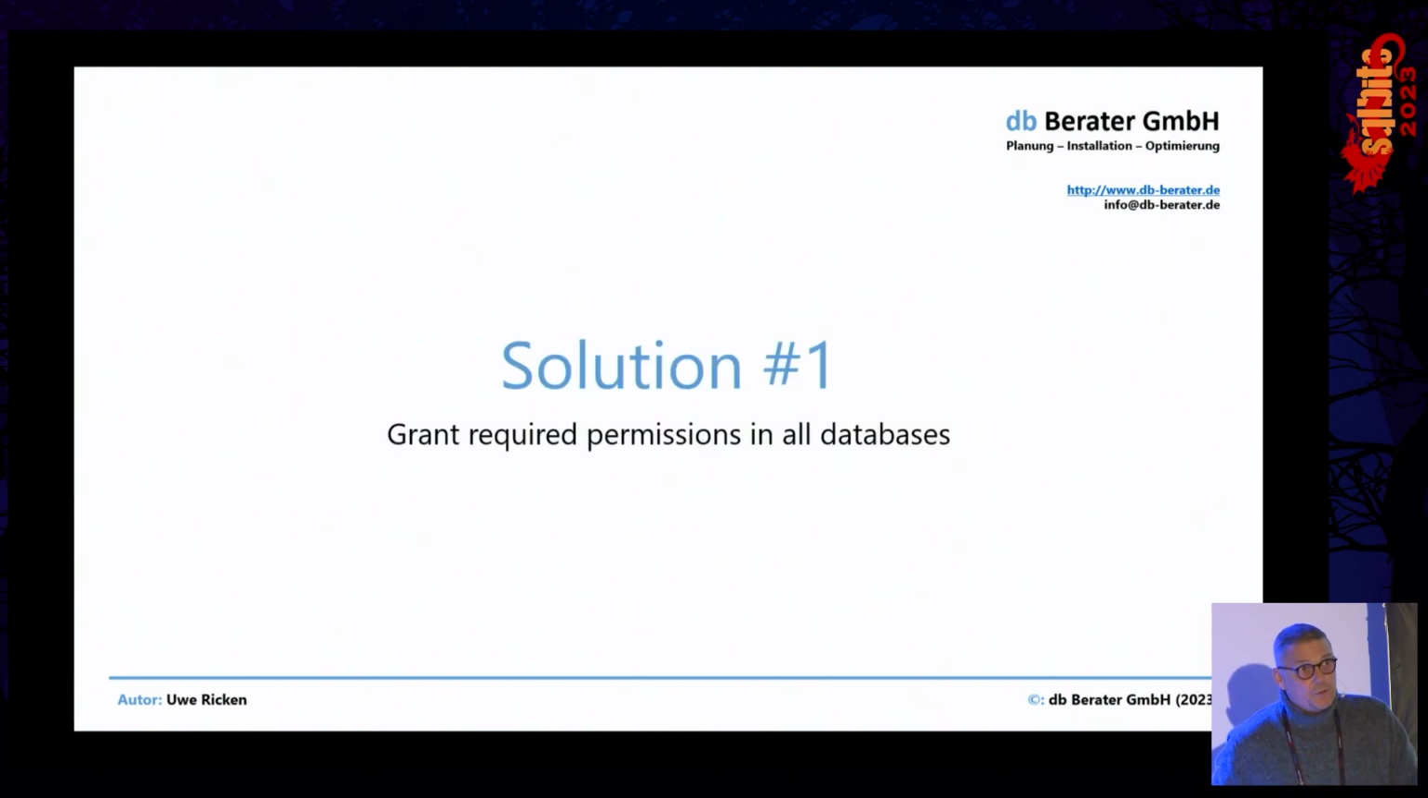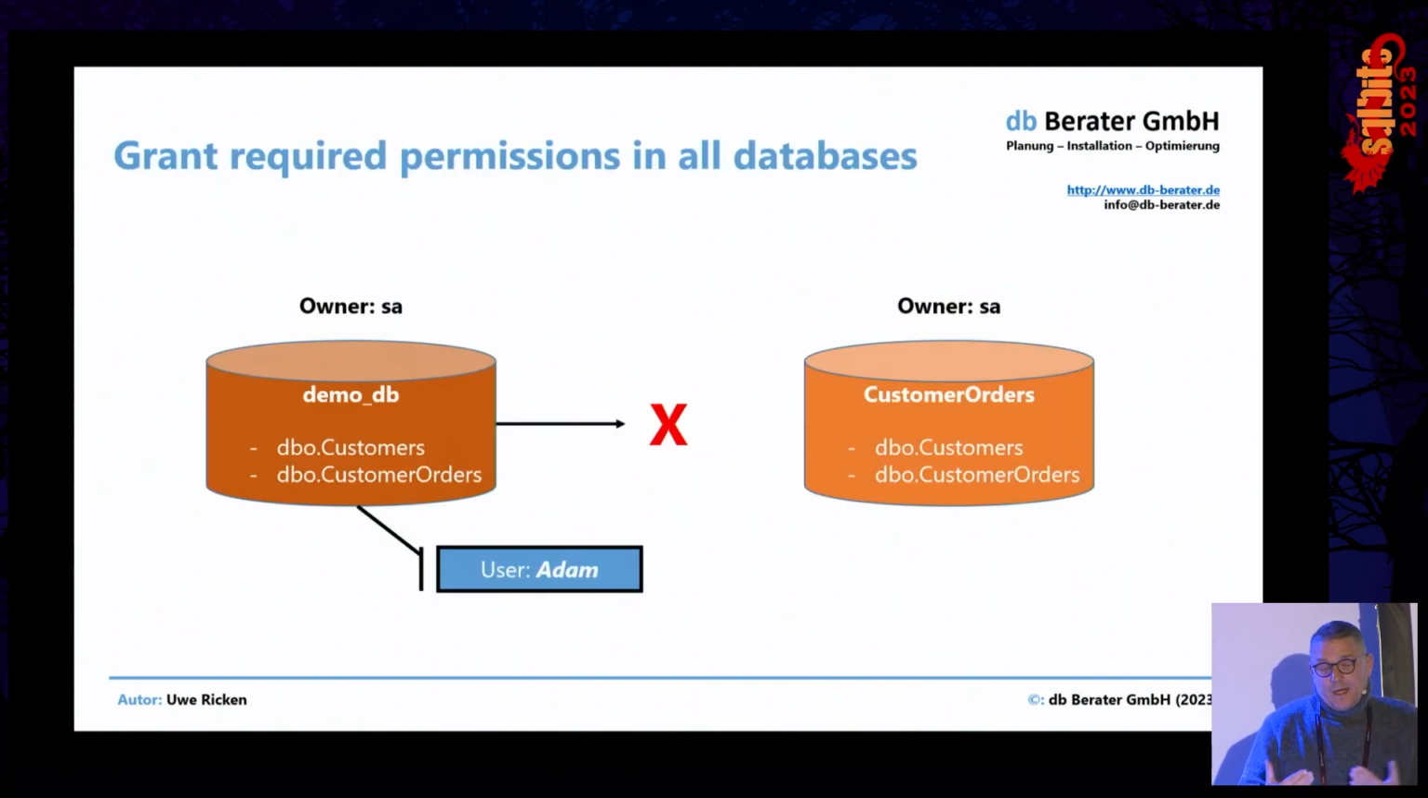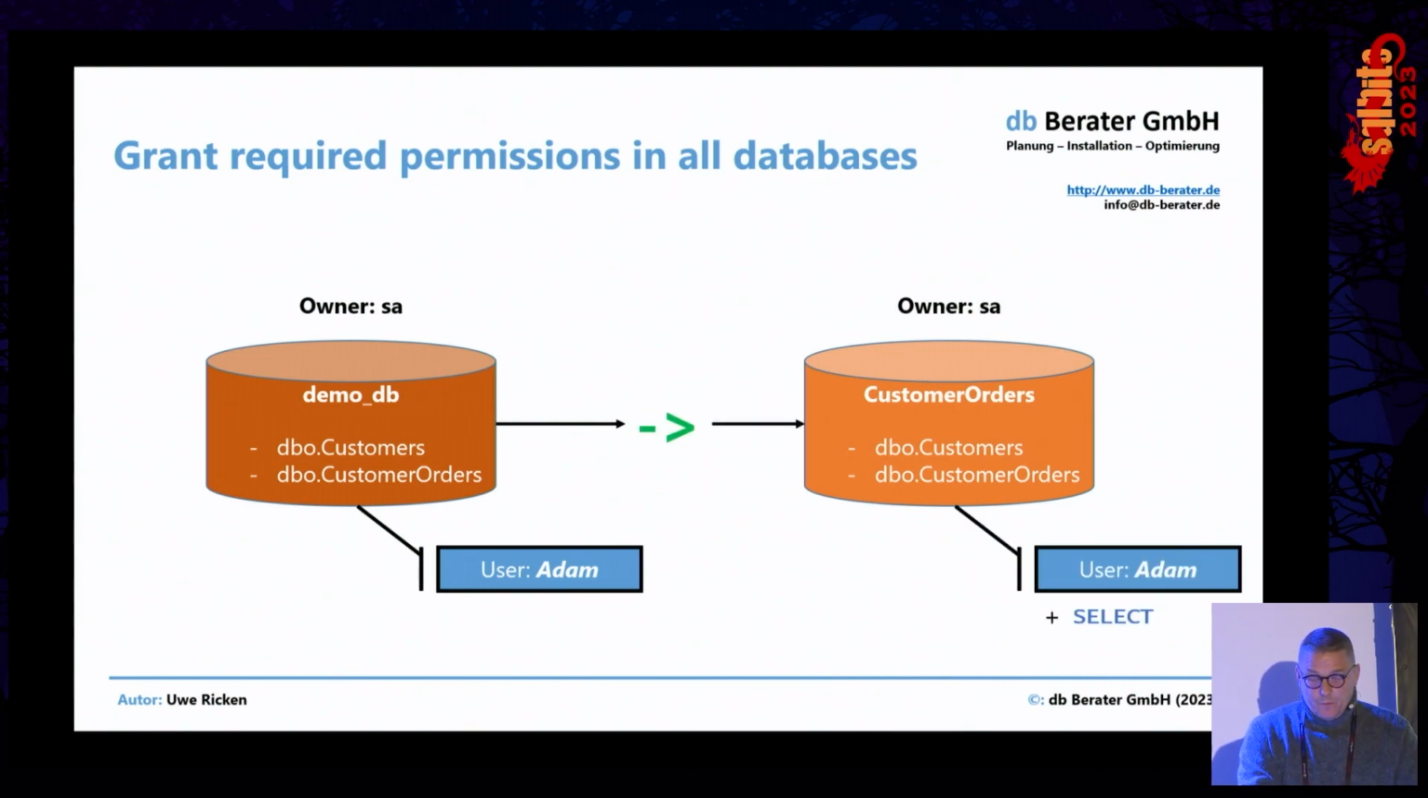So here comes solution number one. This is the easiest one, and this is the one I see mostly deployed. And this is that we grant permissions to all the databases where the user should have access. How does it work? Our user, Adam, is a user in the demo database, and he is accessing objects in the database which refer to the customer orders.